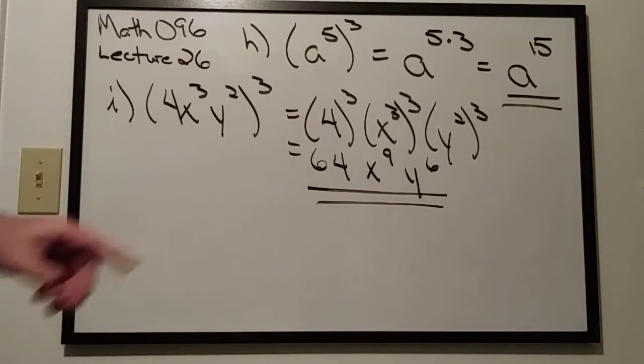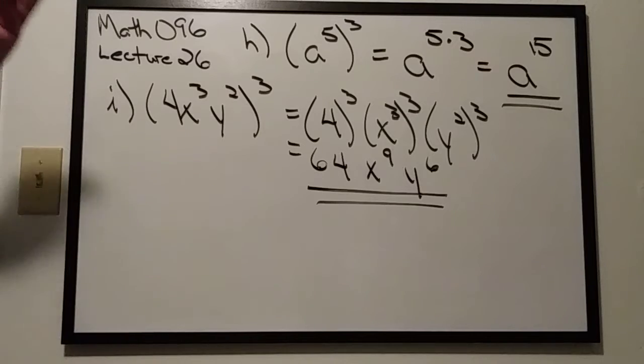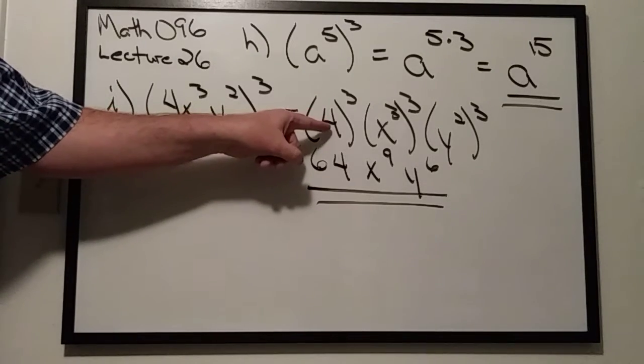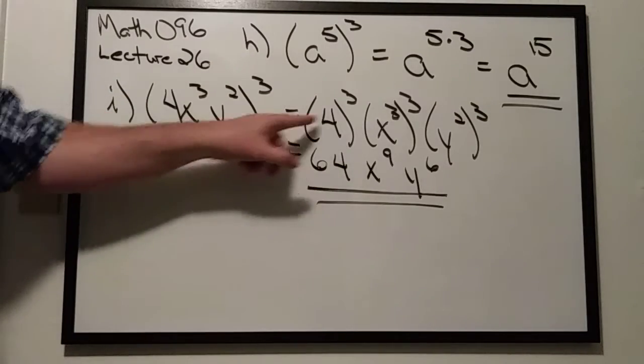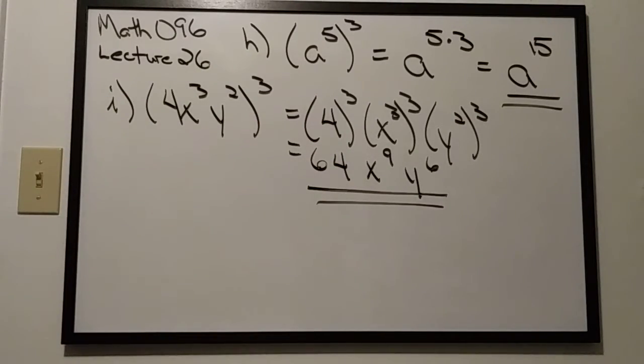So as I said a moment ago, one of the most common mistakes that people make is that they forget to bring the power of 3 down to the number 4. So remember, the 4 gets its copy of the 3 as well. You have to have that 64 out in front.